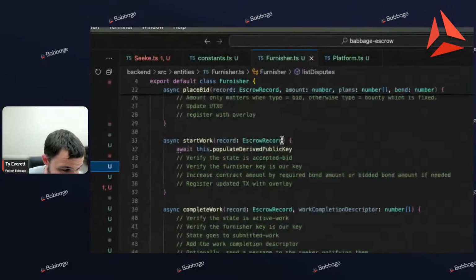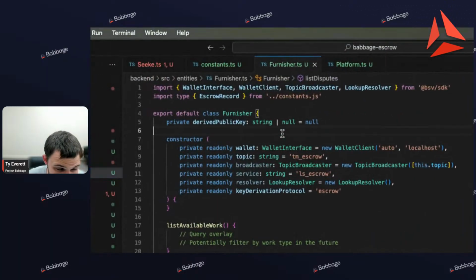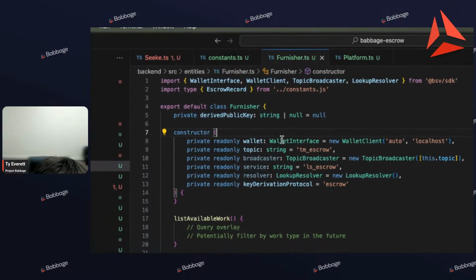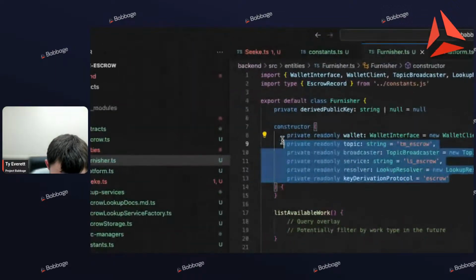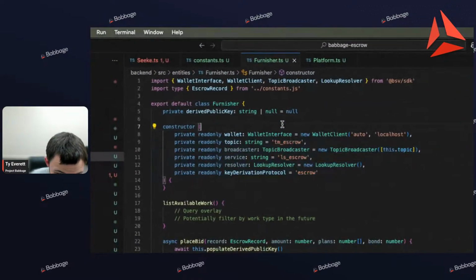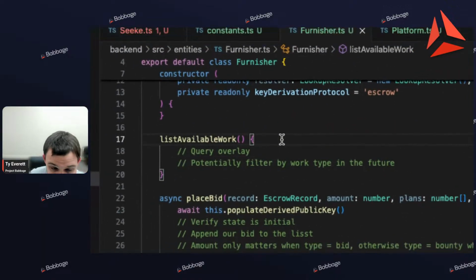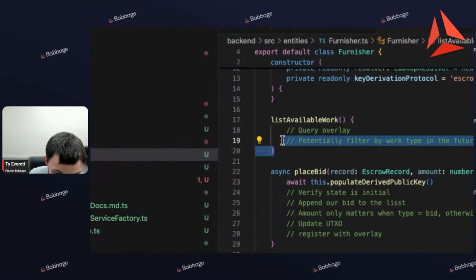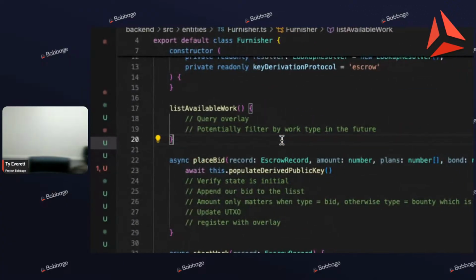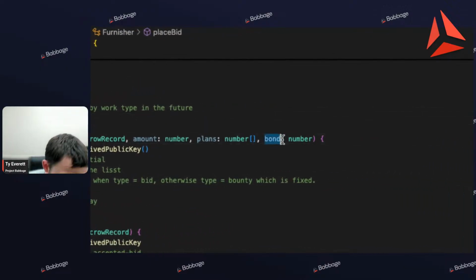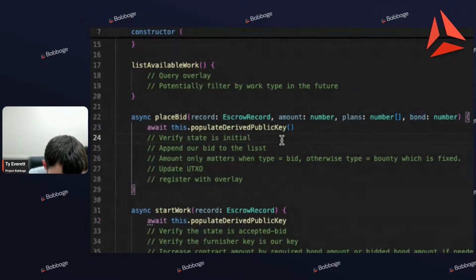If I am a furnisher, I am a person who furnishes products and services in this framework. I have a wallet and a way to interact with everybody in a common set of protocols. I can see current work that is available, and eventually I'll be able to filter it by the type of work I'm interested in doing. I can place a bid, which optionally has a bond, meaning I can put up some money or indicate my intention that were this bid to be accepted, I would put up a bond.